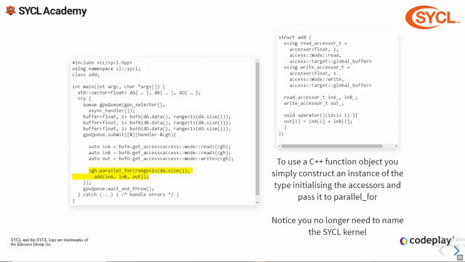Here we have a full example of using a function object to define a SYCL kernel function. In the top right we have the function object we just defined, and on the left we have a simple vector add application, now using the function object instead of a lambda expression. The parallel for is called as normal. However, where before we had a lambda expression, we now simply construct an instance of the function object type, initializing the accessors. Notice here that you no longer need to pass a template parameter to name the kernel function. This is because the name of the function object type provides that name.